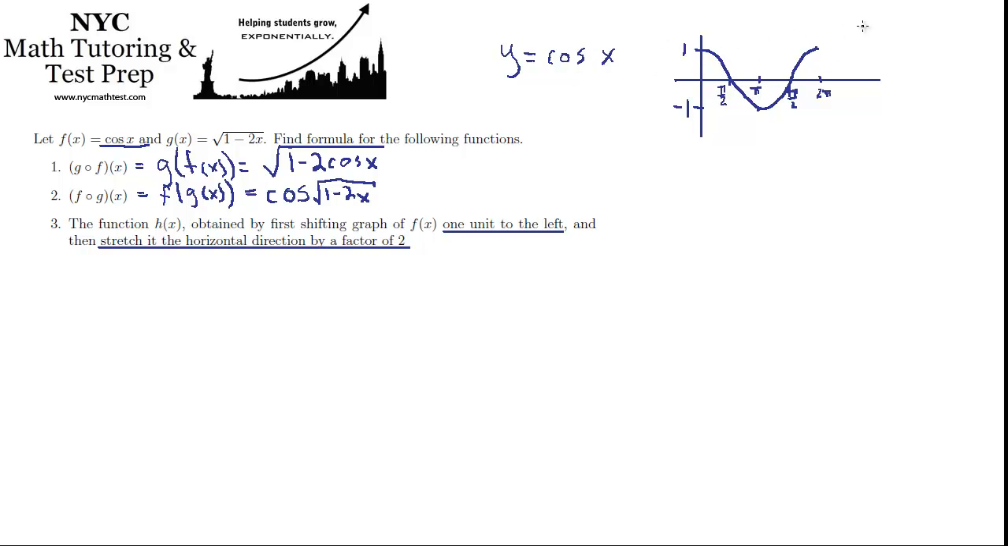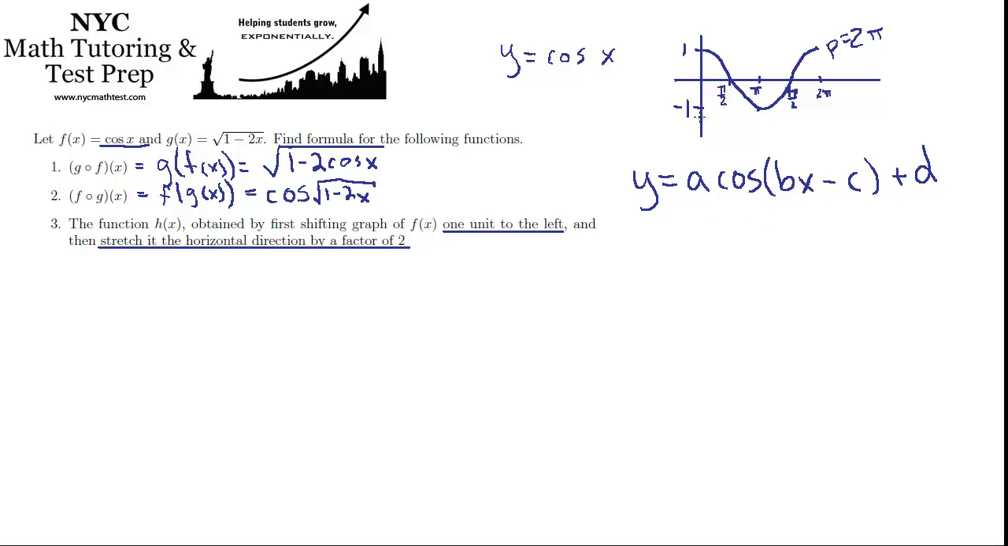Notice the period is 2 pi. That's the standard period for the cosine function. It's also the standard period for the sine function as well. But this isn't the most general form of the cosine function. The most general form would be to say that y equals a cosine of bx minus c, plus d, where each of these variables does something to the physical graph.